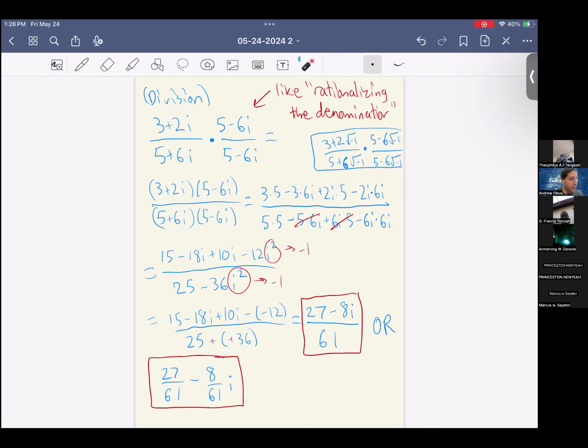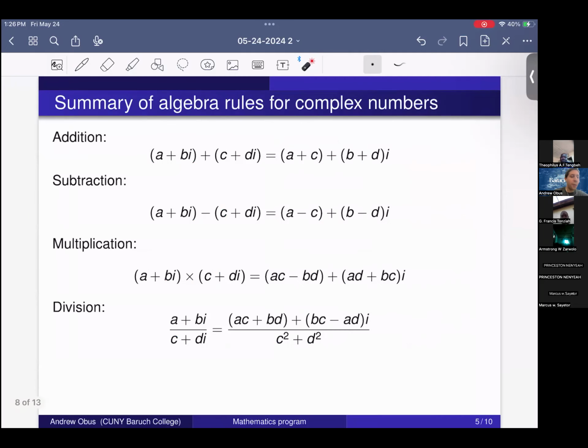Okay, so let me summarize this all. This is the summary of algebra rules for complex numbers. We did these all with examples, but now I'm going to write these all with variables instead so that we have a general formula. So here we start with addition. In all of these cases, a, b, c, and d are all real.